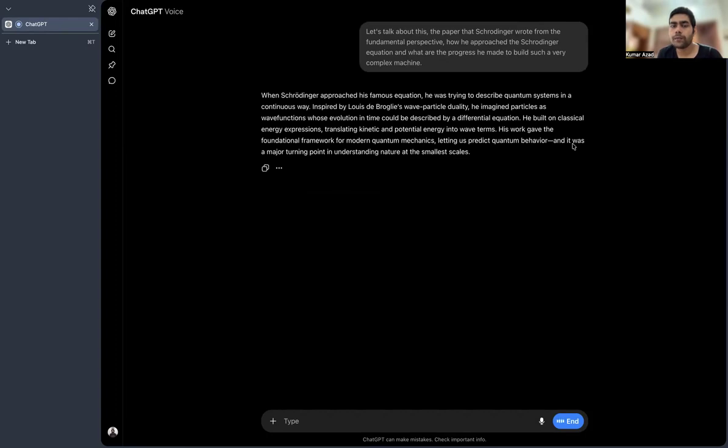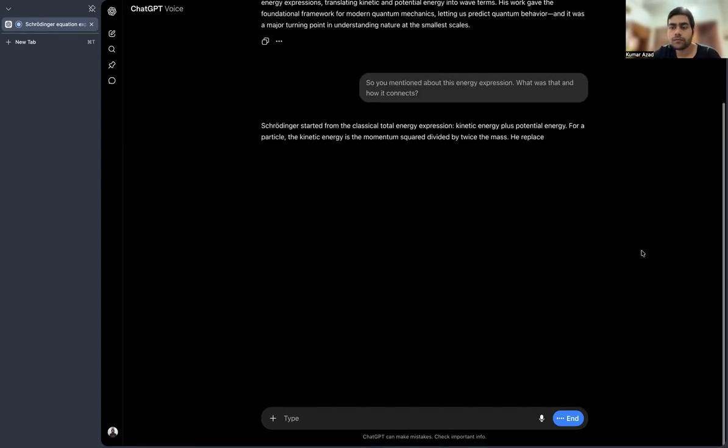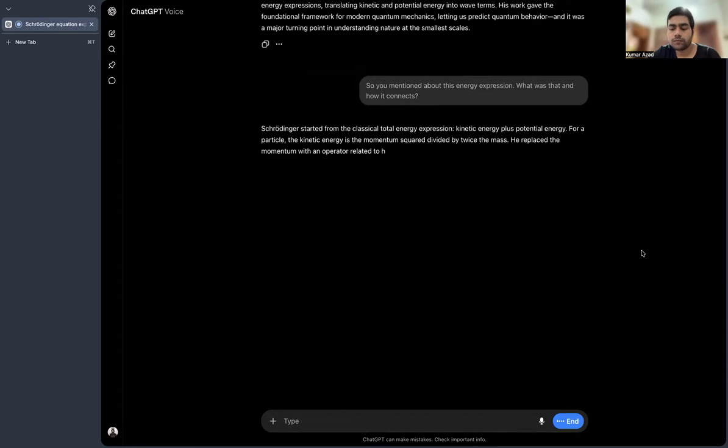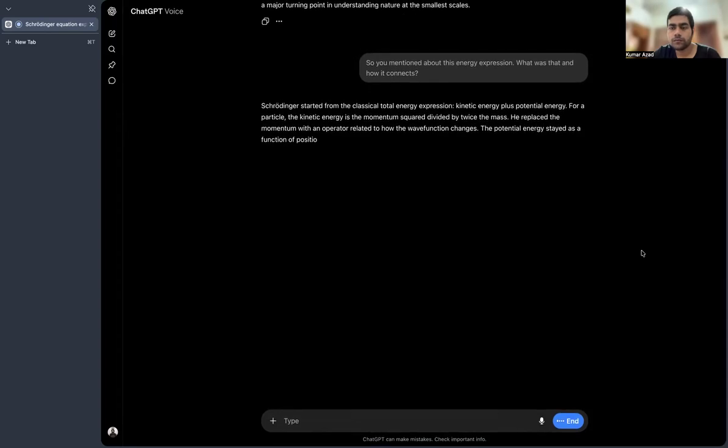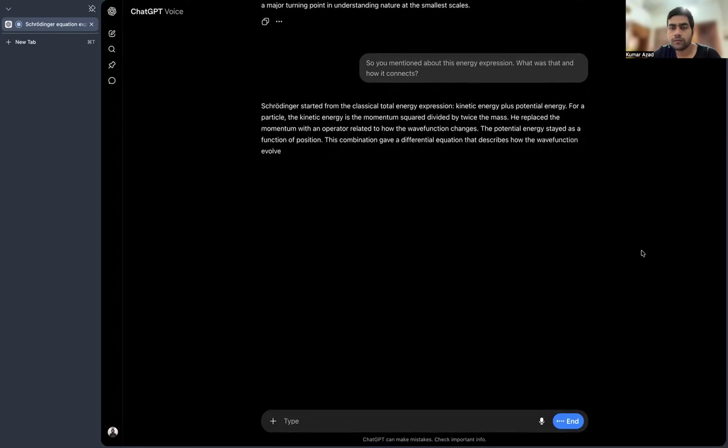So you mentioned this energy expression. What was that, and how does it connect? Schrödinger started from the classical total energy expression, kinetic energy plus potential energy. For a particle, the kinetic energy is the momentum squared divided by twice the mass. He replaced the momentum with an operator related to how the wave function changes. The potential energy stayed as a function of position. This combination gave a differential equation that describes how the wave function evolves, linking quantum states to measurable energy.